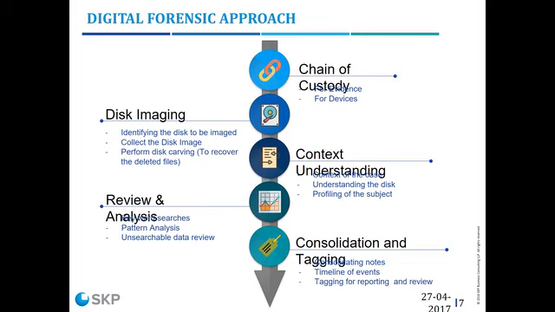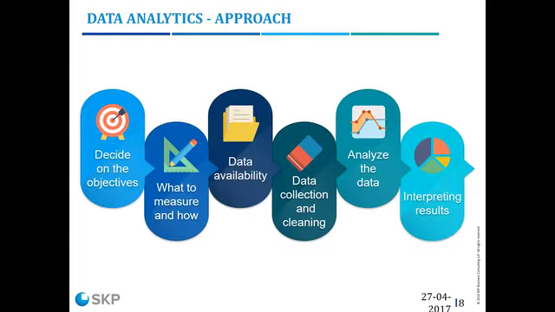The last segment in digital forensic review is consolidation and tagging. Once you start your review focused on the objective, you need to see how you are able to consolidate notes, consolidate the timeline of events, and tag the issues as part of relevance so that you are able to retrieve the evidences that are necessary for the purpose of the investigation. With that said, we move to the next segment.